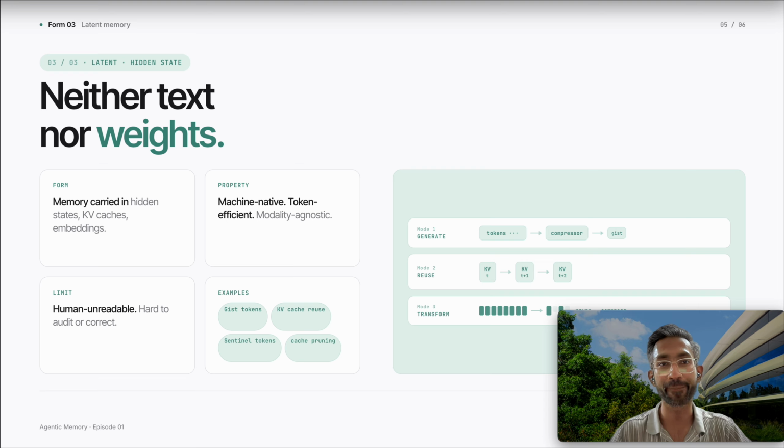Like SnapKV cache pruning. A concrete example of this type of memory is when the LLM is tracking your conversation thread mid-session, maintaining context of what was said 3 messages ago. That's largely latent memory, living in the attention states. One of the key trade-offs here is it's snappy, fast, token efficient, and it naturally handles multiple modalities. No retrieval overhead, the information loss is minimal, but it's essentially unreadable and hard to audit or correct when something goes wrong.